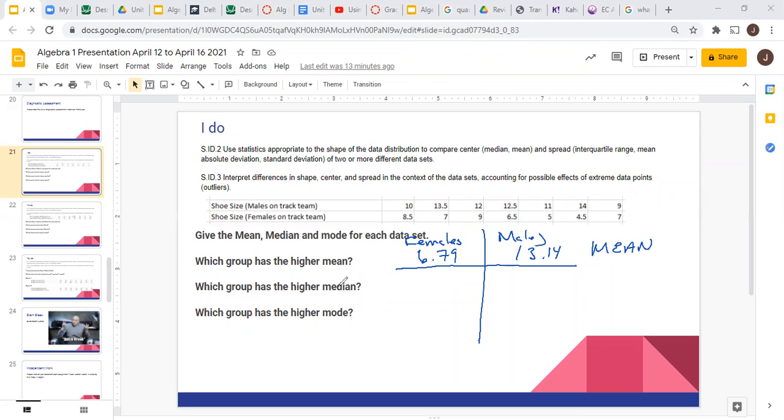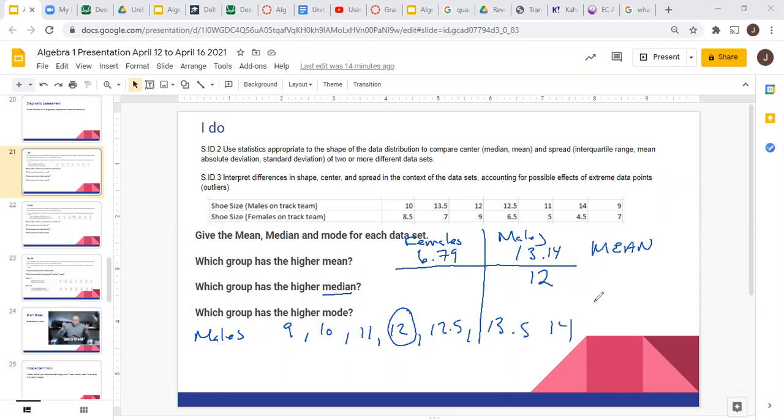Now, median is a little bit different. You line them up from least to greatest, and then you say which is in the middle. So what's the value in the middle? For the males, if you line them up from least to greatest, you have 9, 10, 11, 12, 12.5, 13.5, and then you have 14. The one in the middle is the 12. You've got 3 on each side of that 12, so your median is 12 for the males.